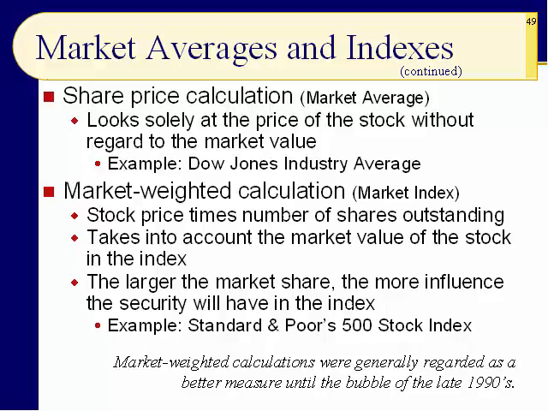The larger the company, the more influence that security, in this case we're talking about stocks, will have in the index. So the Standard & Poor's 500 stock index. And market-weighted calculations were generally regarded as a better measure until the bubble of the late 1990s. Nothing's perfect. So averages were considered, oh, you know, we need to be more precise, and that's why we've come up with indexes. And even they are not infallible.